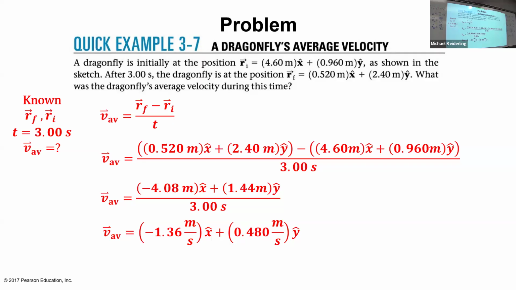The hardest part about dealing with vectors is just that there are lots of numbers. It's not like the calculations are hard. There's just a lot of them because you have to do everything for X and everything for Y.